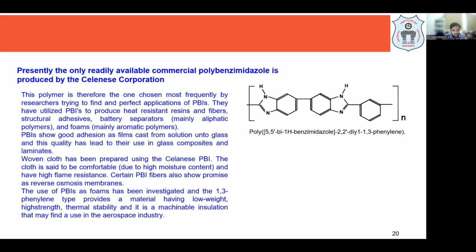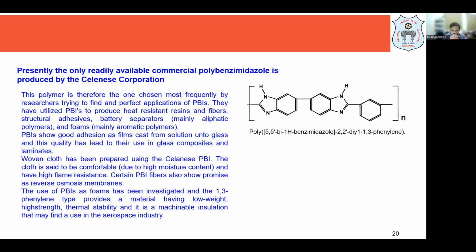Researchers have utilized these PBIs to produce heat-resistant resins and fibers, structural adhesives, battery separators, mainly for aliphatic polymers and foams. Because they show good adhesion as films cast from solution onto glass, this quality has led to their use in glass composites and laminates also. Even woven cloth has been prepared using the Celanese PBI. The cloth is said to be comfortable due to very high moisture content, and it has high flame resistance also. Even certain PBI fibers have shown promise as reverse osmosis (RO) membranes.